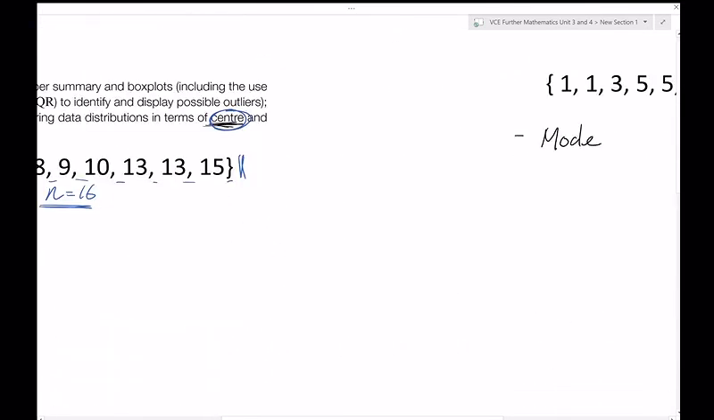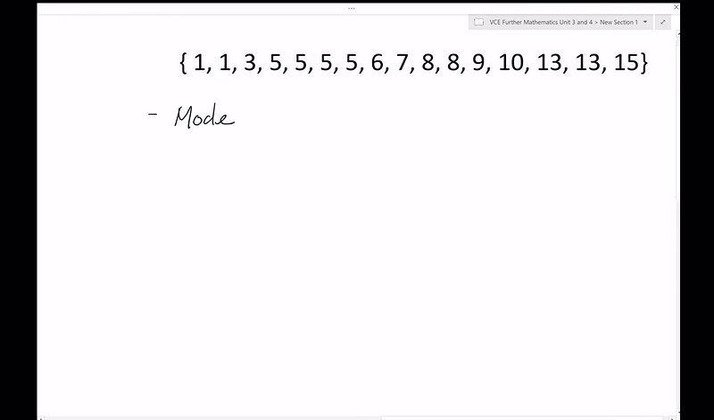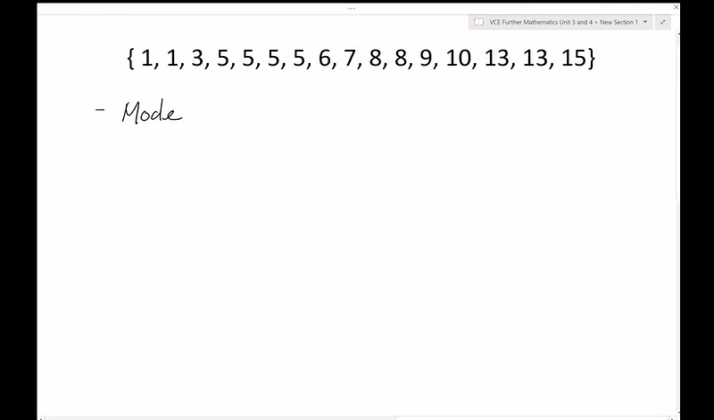Now the other one we were going to do is the mode. The mode is probably the easiest. It is the most frequently occurring, or it just appears the most. That's literally what it is.